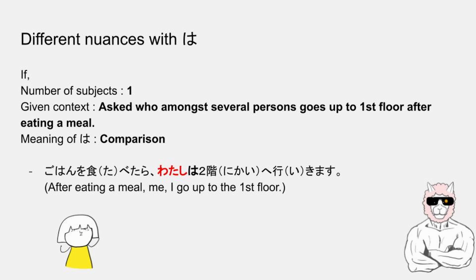Another example, if the number of the subject is 1 and the given context is like I was asked who among several people would go up to the first floor after eating a meal, and the meaning of wa is comparison. The sentence ご飯を食べたら私は2階へ行きます has the nuance as after eating a meal, me, I'll go up to the first floor.